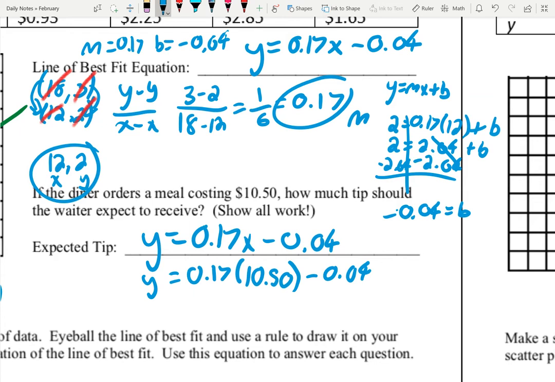So now it's just grab a calculator and work this out. So if I do 0.17 times 10.50, I get 1.47. Now I need to subtract 0.04, and I get 1.43. So this all comes out to be y equals 1.43. So my tip amount should be $1.43 according to this equation.